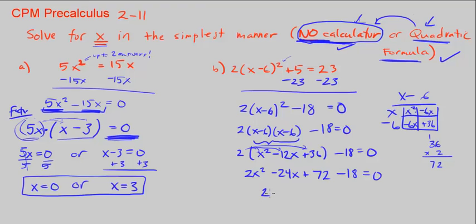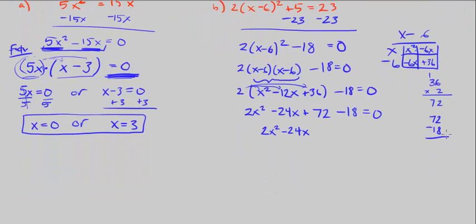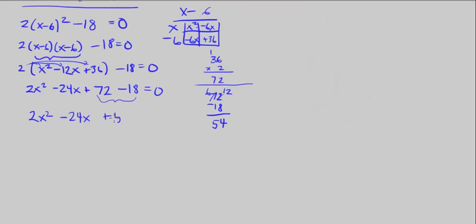So let's combine like terms. 2x² minus 24x. Well, what is 72 minus 18? Again, let's just do it right here. We don't want to use a calculator. So 2 minus 8 doesn't work, so we need to borrow. So this becomes a 6, and this becomes 12. 12 minus 8 is going to be 4. 6 minus 1 is 5. Plus 54 equals 0.